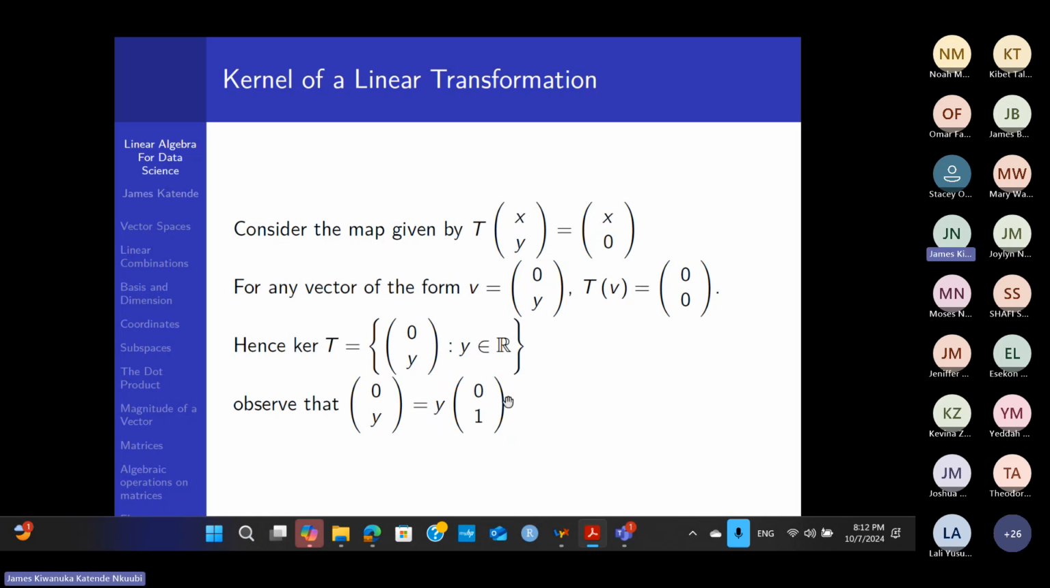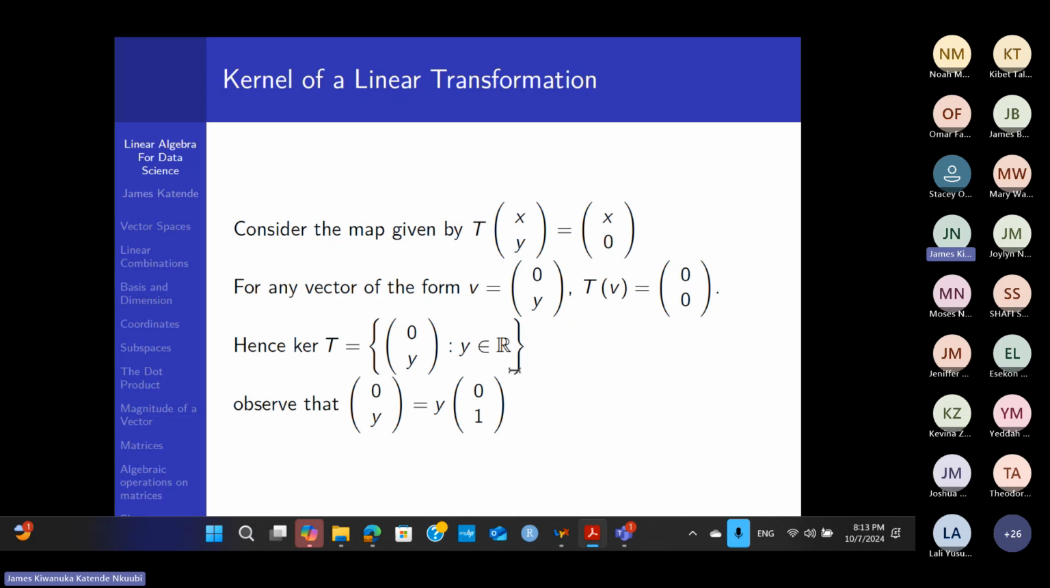And this one gives you the span. So the kernel is simply all the multiples of this unit vector in the direction of the Y-axis. If you're working in 2 dimensions, you have the luxury of getting the geometric interpretation. If you go beyond 3, then the geometric interpretation may not be so obvious. So that is the kernel. We've been able to find the kernel.